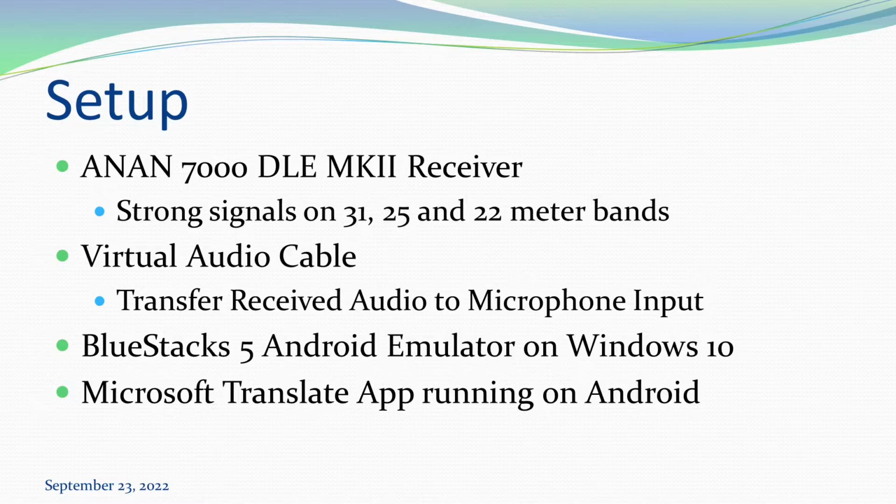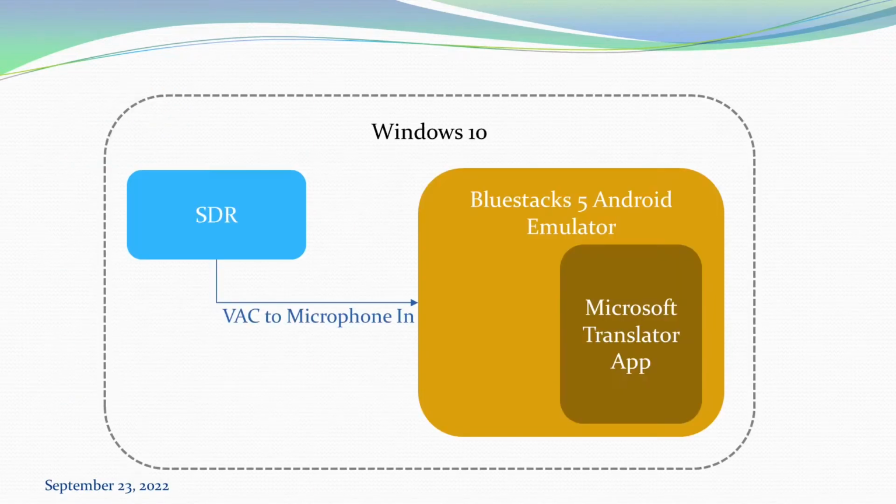So I installed the BlueStacks 5 Android emulator on Windows 10. And this is a piece of software that basically lets you run Android apps on your Windows 10 PC. And actually, there's a number of them available. They work quite well. Most of them have access to the Play Store. So then you can download either the Google app or the Microsoft app. I'm going to use the Microsoft Translate app today running on Android. And here's a picture of what it looks like.